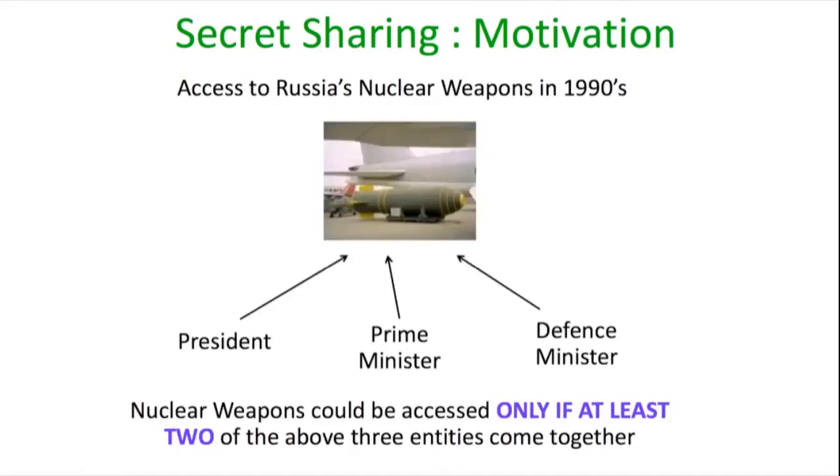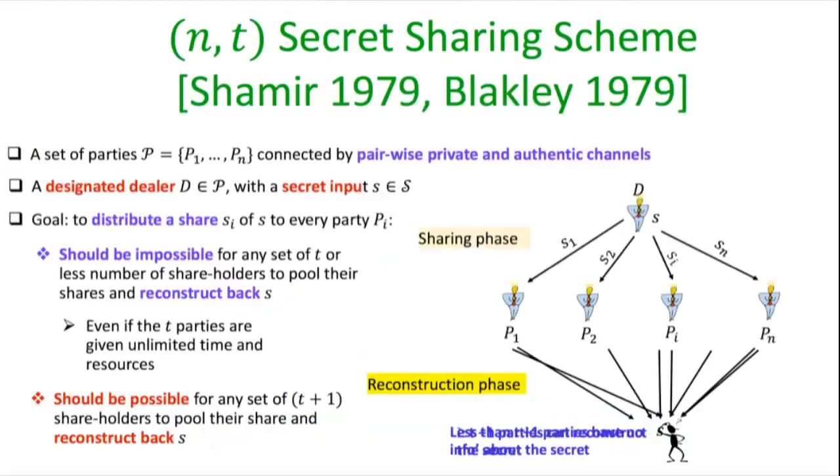There are plenty of such scenarios where I would like to share my data among multiple entities in such a way that only if a certain fraction of those entities come together, they can get access to the data. But if a sufficient number of entities do not come together with their shares, then the data should not be accessible. The previous two examples can be abstracted by the general problem of N, T secret sharing, which was introduced long back in 1979.